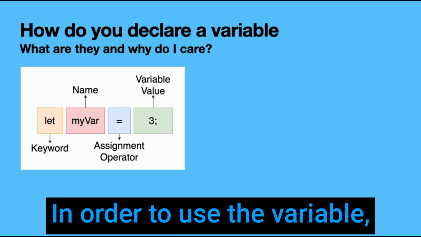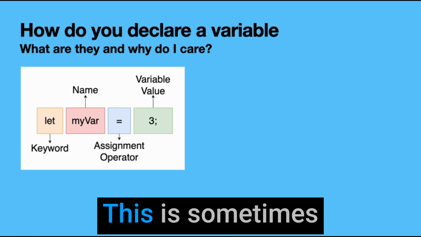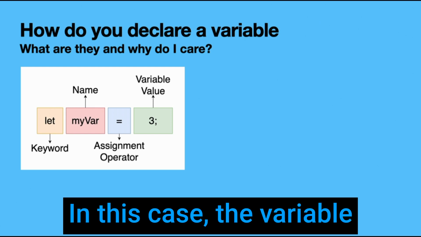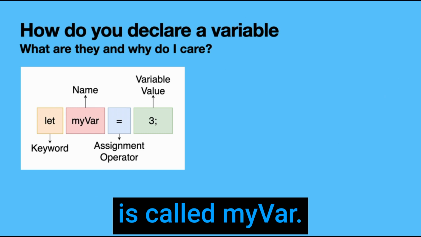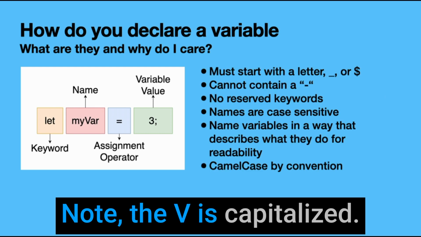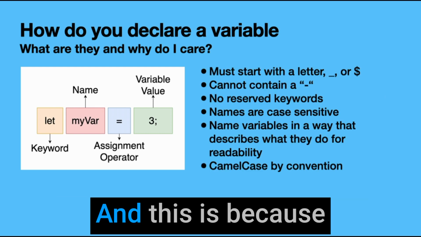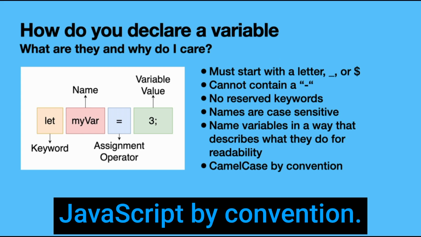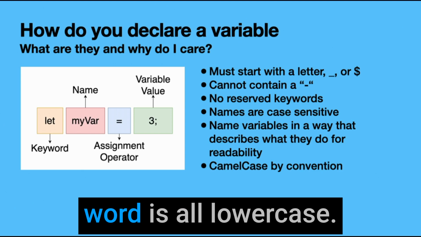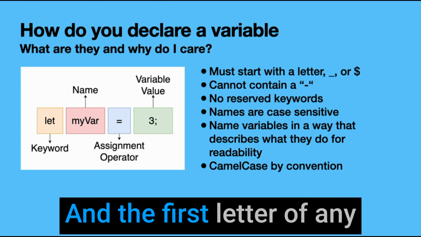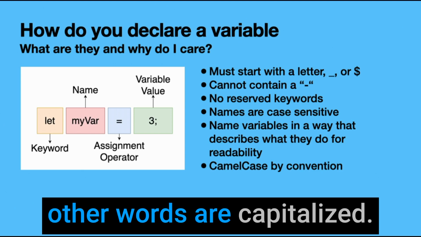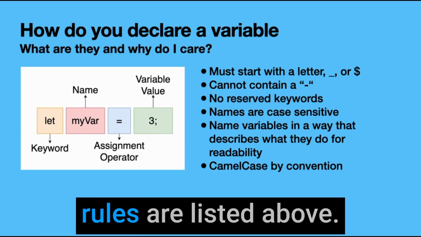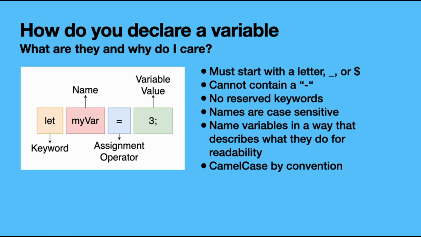In order to use the variable, you have to give it a name. This is sometimes called an identifier. In this case, the variable is called myVar. Note the V is capitalized, and this is because we use camel case in JavaScript by convention. This means that the first word is all lowercase, and the first letter of any other words are capitalized. This is not a hard and fast rule. The only hard and fast rules are listed above.